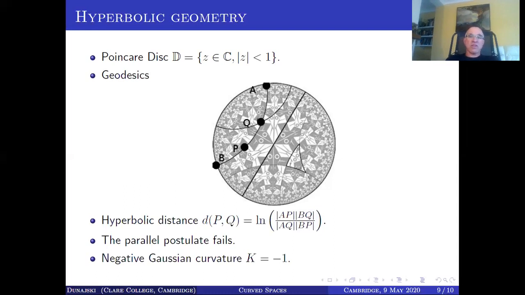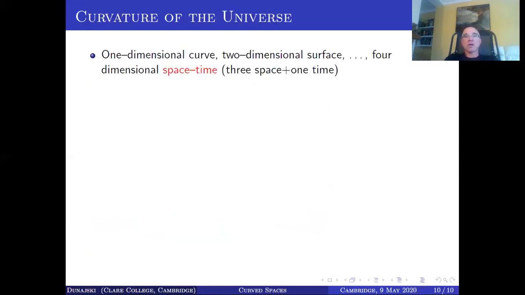Now, to finish off, I'll move away from surfaces and I'll talk about curvature for concepts in higher dimensions. I'd like to talk to you about the curvature of the universe. You see, I'll step up in dimensions, but I step down in precision and rigor. We think of a curve as one-dimensional. It has 1 degree of freedom. A surface has 2 degrees of freedom, for example, a longitude and latitude on the sphere.